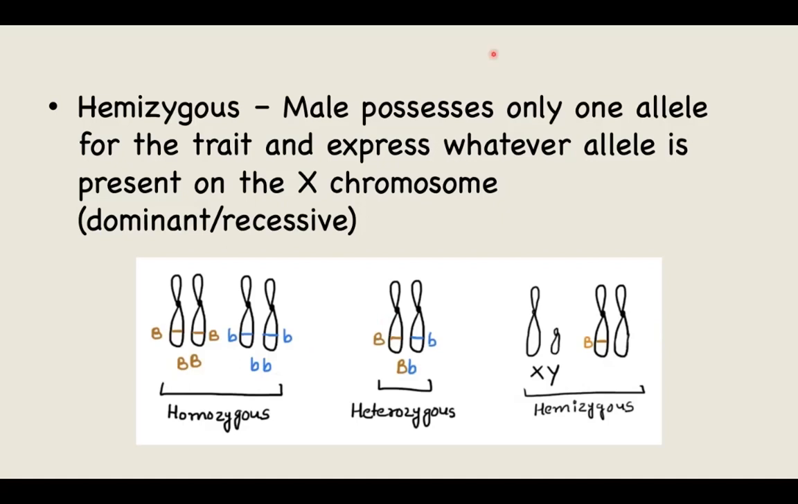So kalau this for X-link kita ada, sekejap, your friend nak admit. Okay, kita ada hemizygous where the male possesses only one allele for the trait and it is expressed, whatever allele is present on the X chromosome, sama ada dominant or recessive. Okay, so kalau dekat sini dia akan ada allele dekat sini je. So kalau dia dominant, XB besar, maksudnya is a dominant. Kalau X dia ada small b, it is a recessive because it is not expressed on the Y chromosome. Okay, that is called hemizygous. Don't get confused: homozygous, heterozygous, and hemizygous. Okay.